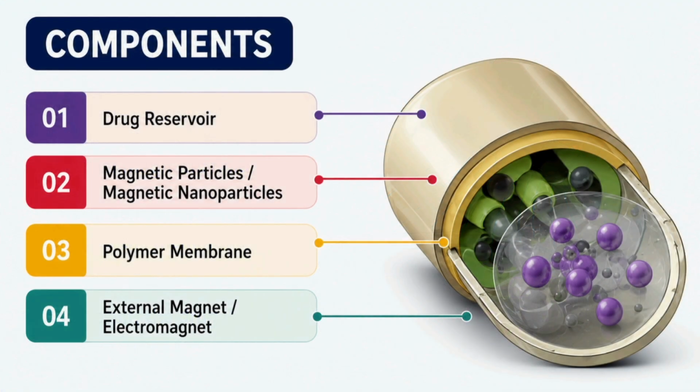Now let us see the components. There are mainly 4 components. Drug reservoir, which mainly stores the medicine. The second component is the magnetic nanoparticles, which respond to the external magnetic field. The third component is the polymer membrane, which mainly controls the drug release. It opens only when stimulated. And the fourth component is the external magnet or electromagnet, which mainly controls when, where, and how much drug should be released. Together these 4 components make the complete system.